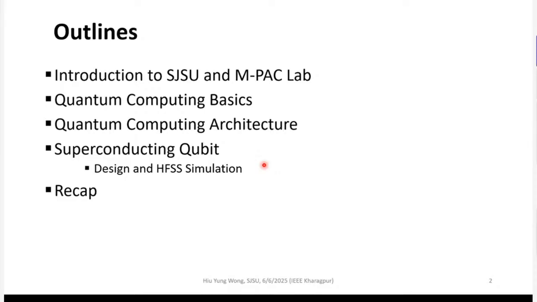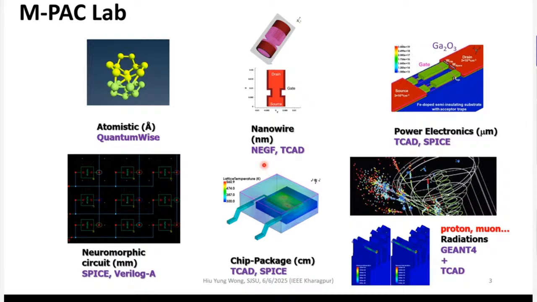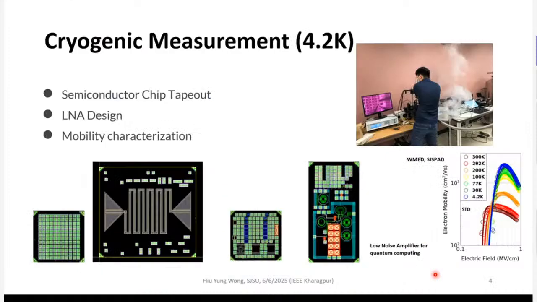My lab actually mostly works on semiconductor simulation from atomic state all the way to radiation simulation on SRAM. And we can also measure cryogenic temperature for semiconductor chips. And we think that in the future, your quantum computer, as passive qubit, you will see that later, we need a lot of low temperature semiconductor surrounding it. And hopefully they can work at 4.2 Kelvin to control and measure the quantum qubit.